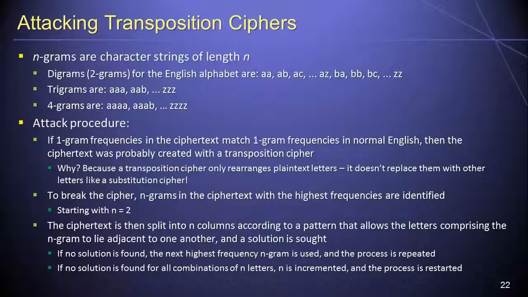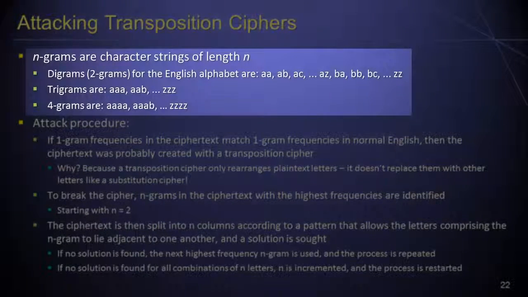To understand the commonest way in which transposition ciphers are attacked, it is first necessary to understand the concept of an n-gram. In the context of cryptanalysis, an n-gram is simply a character string of length n. The set of digrams or 2-grams for the English language would thus be AA, AB, AC, and so forth up to ZZ, or ZZ if you happen to have learned British English.